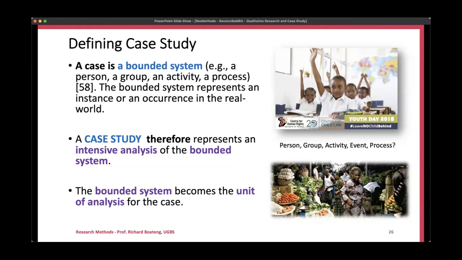In that scenario, that case, or bounded system you have selected, becomes the unit of analysis of that study. So for example, you are a finance student, you want to carry out a study on financial literacy among market women.